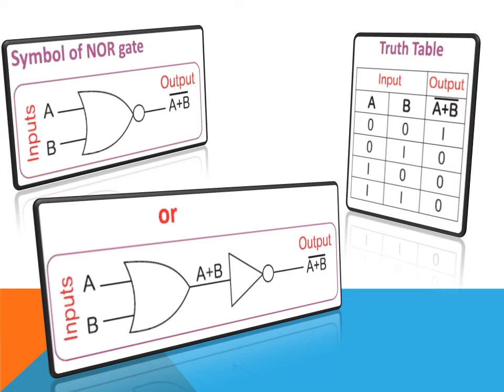in the OR gate, if the inputs are 0, 1, so 0 plus 1 gave you 1. But here the output is 0. Why? Because we have inverted the output of the OR gate. So this is the truth table for the NOR gate. If you have learned what a NOT gate is and what an OR gate is, this gate becomes very simple for you. Please pause the video, note down the symbol and the truth table for the NOR gate.